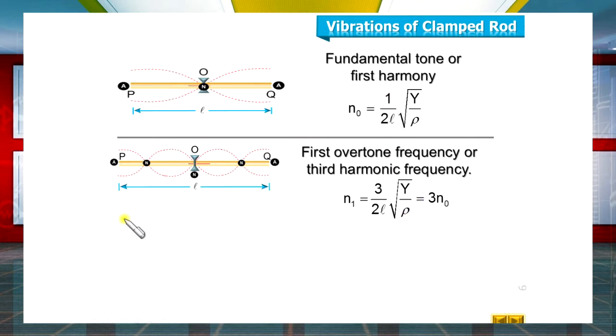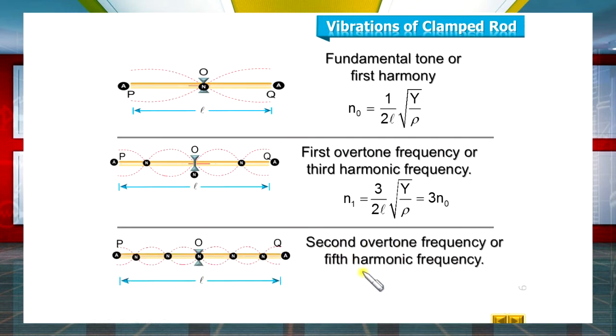that is equal to 3 times n0. And for the second overtone we have this type of diagram, and in this case the frequency n2 is equal to 5 divided by 2L under root Y divided by rho. This is 5 times the natural frequency. Okay, so here we can observe the ratio of the natural frequencies of oscillation is odd, 1:3:5. So up to this point we analyzed the fundamental tone, first overtone, second overtone, and in similar fashion we can analyze the next higher frequencies.